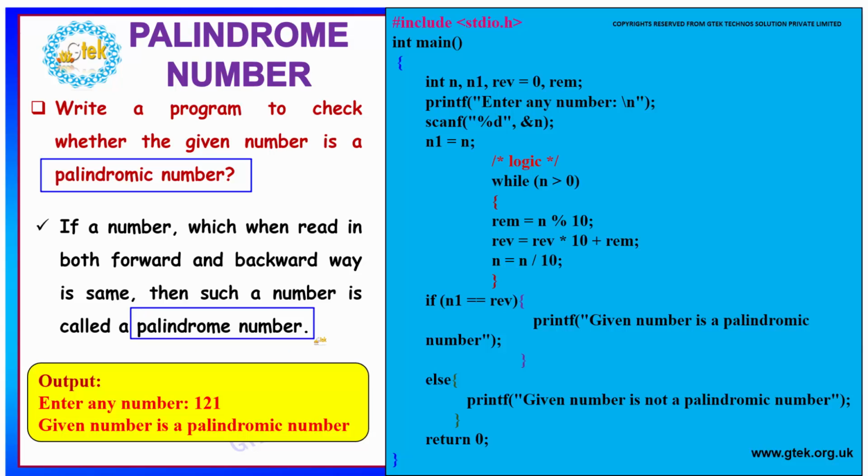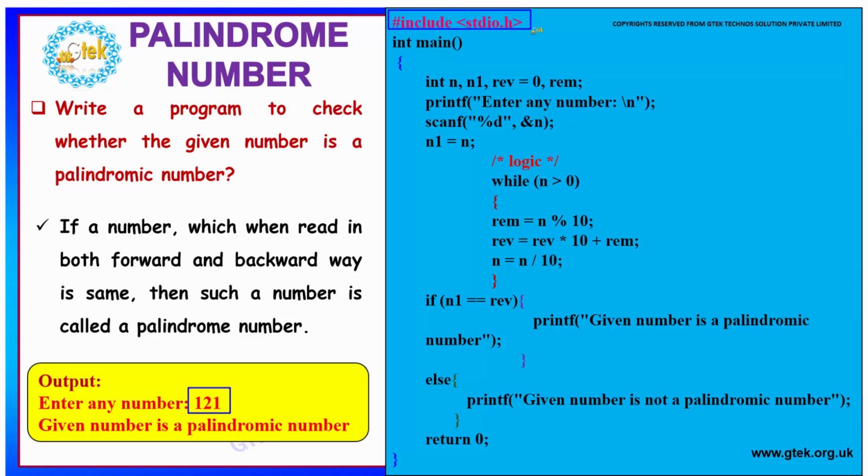If you see over here, we have 121, that is 1, 2 and 1. When I read it in reverse, it is again the same, 1, 2 and 1. So this is what we mean by palindrome. How to check this using a program? We have to include the standard libraries initially, followed by our main function.